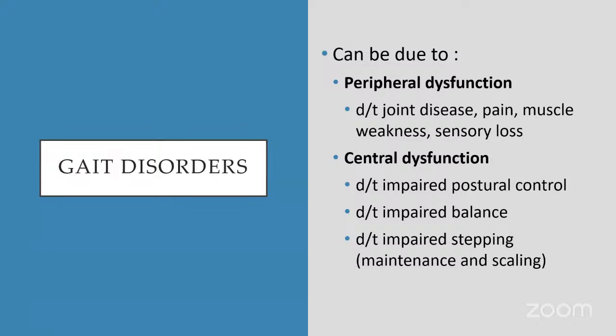Then there can be exaggerated lumbar lordosis. Those are because of hip extensor weakness. Then there can be buckling while walking. That is because of quadriceps weakness. Then neurogenic.